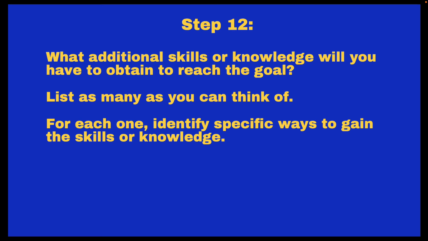Step 12 is related to obstacles or barriers, and these are thinking about the additional skills or knowledge that you might need to obtain to reach the goal. List as many of these as you can think of, and then for each of them, identify specific ways that you can gain those skills or gain the knowledge that you need.